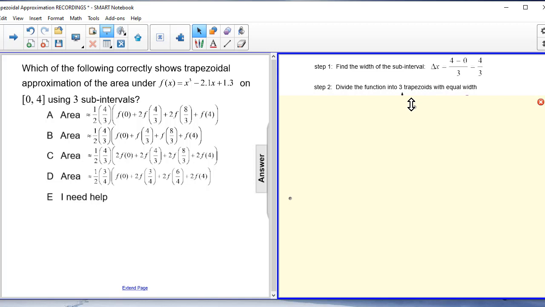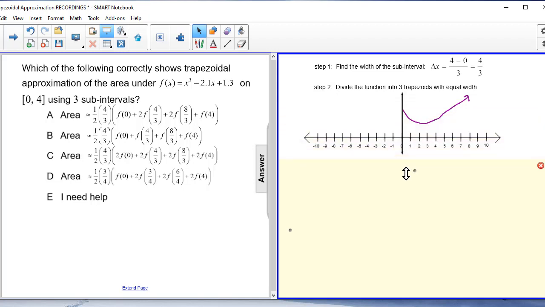Step number 2, we divide the function into 3 trapezoids, and each trapezoid will have equal width. So our first trapezoid goes from 0 to 4/3. That's the interval width. Our second trapezoid goes from 4/3 to 8/3. And then the third and final trapezoid goes from 8/3 to 4.